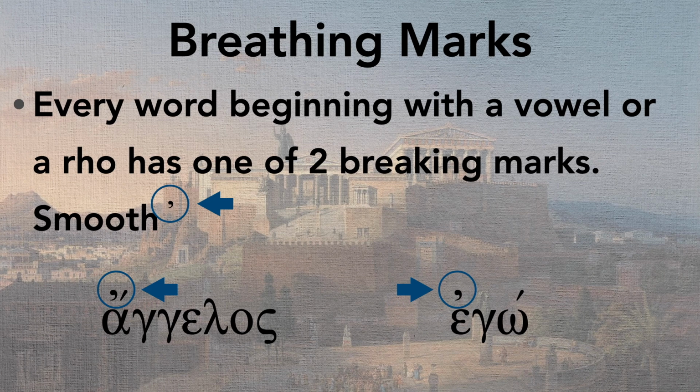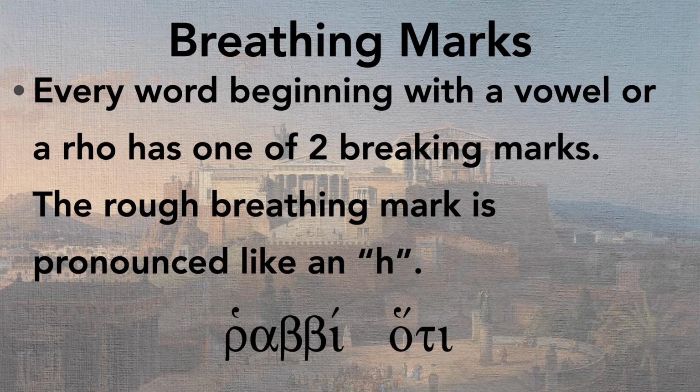Most words that start with a vowel are going to have a smooth breathing mark. But there's a handful that are going to have what we call a rough breathing mark, okay? It looks like a comma or an apostrophe, but it's opening the other direction. It's going to be over the letter again. And this is going to be pronounced like the letter H, okay?